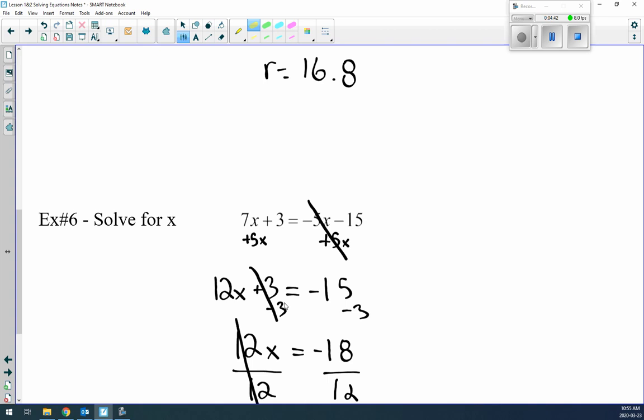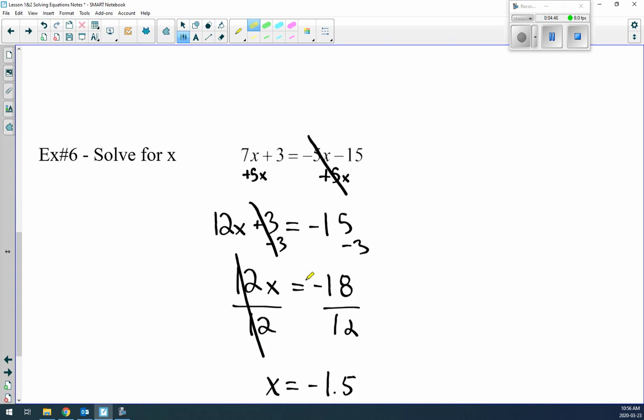And if you notice, these are getting harder and harder all the time, but the concept is still the same. So example number 6, solve for x. Whoa, this is interesting. We have x's on the left and we have x's on the right. So we have to basically collect like terms, kind of like we talked about before. So let's move this negative 5x over to the other side.